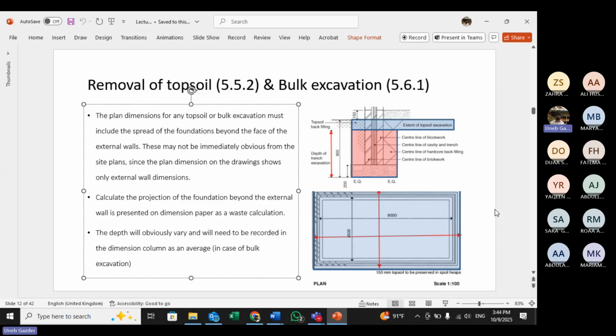So the point was that you need to take it up to the end of the foundation, not the end of the wall, and the foundation can be beyond the wall. You can see this area. This is my foundation and this is my wall. The wall must be smaller than the foundation to bear the column.